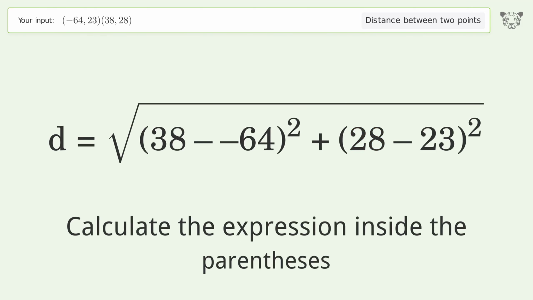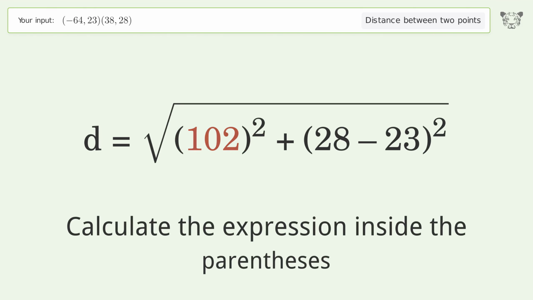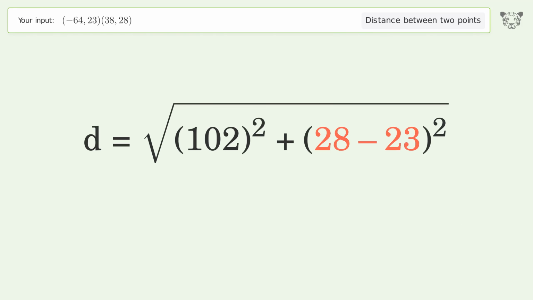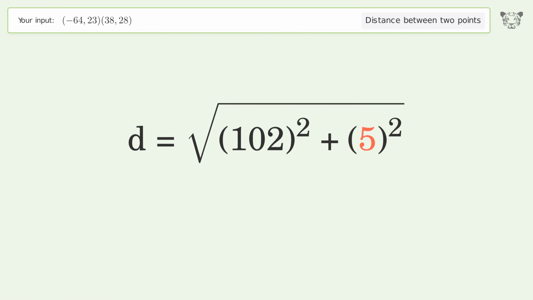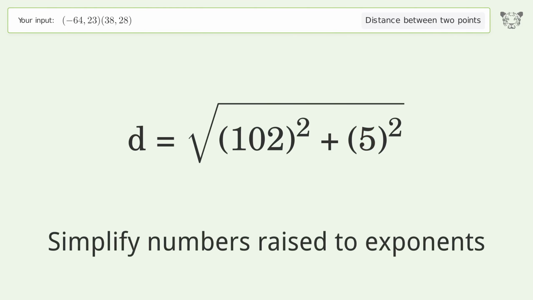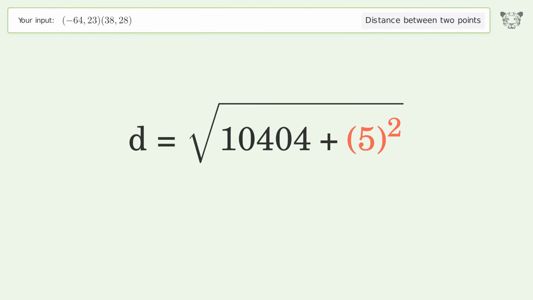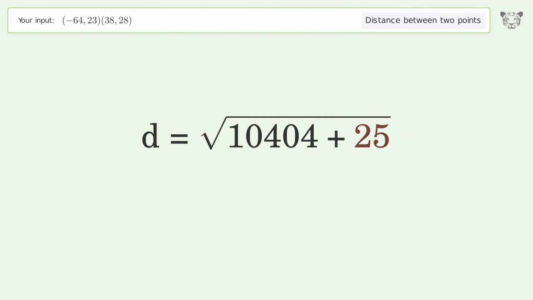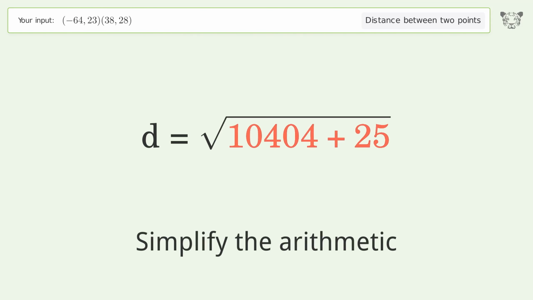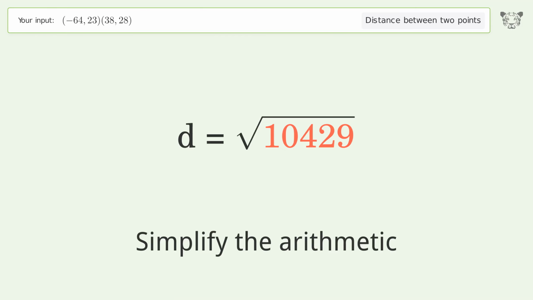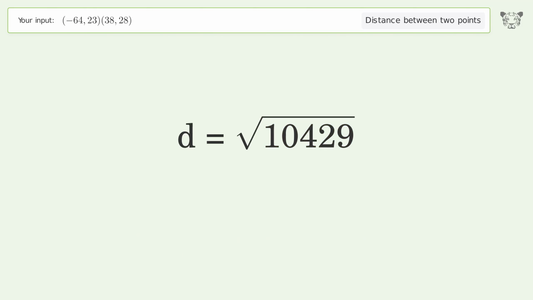Calculate the expression inside the parentheses. Simplify numbers raised to exponents. Simplify the arithmetic. And so the distance between the 2 points is the square root of 10,429 or 102.122.